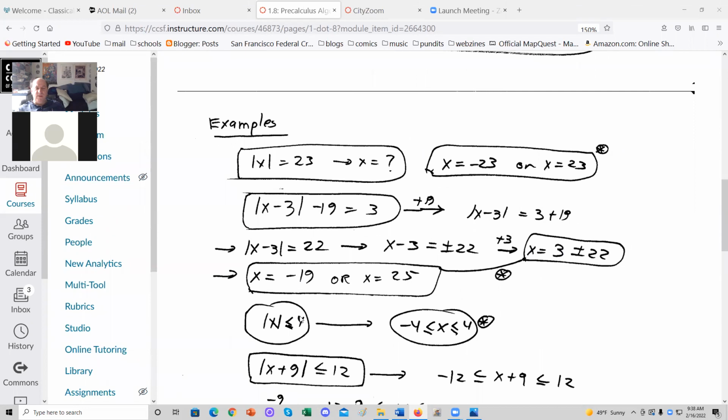Absolute value of x less than or equal to 4. Well, that's x between plus or minus 4. If you had absolute value of x less than or equal to negative 4, there'd be no solutions.